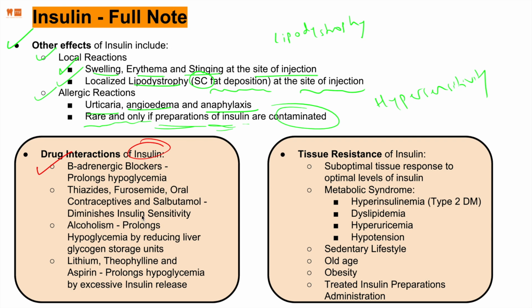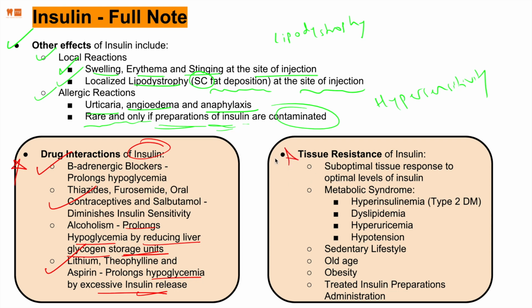They diminish the insulin sensitivity of organs. Therefore, no matter how much insulin there is, it will never be useful. Alcoholism prolongs hypoglycemia by reducing liver glycogen. Lithium, theophylline, and aspirin. These drugs prolong hypoglycemia by excessive insulin release. They stimulate insulin release, and these are drug interactions.